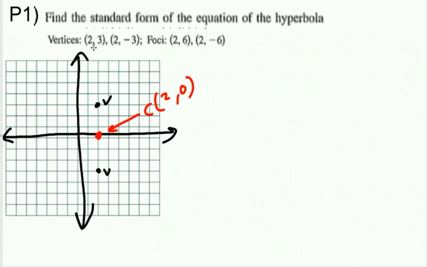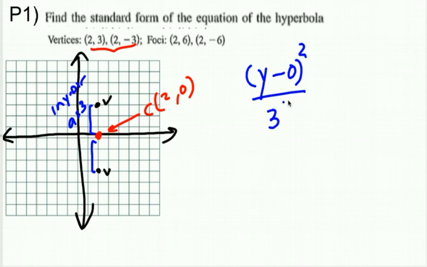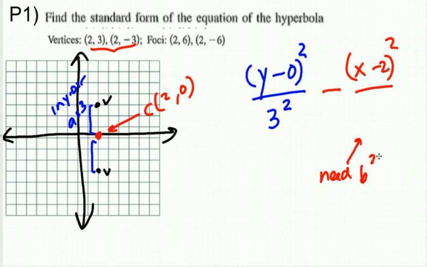I can either find that by finding the midpoint of the vertices, or I can find that just by visual inspection. The next thing I notice is that my a is 3 in the y direction. So I know a is 3 in the y direction. So I say, cool, y minus 0 quantity squared over 3 squared, minus, and then it's going to be x minus 2 quantity squared over whatever b squared is, and that's going to equal 1. So I just need to figure out what b is.